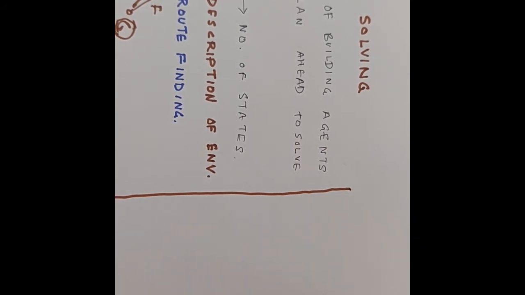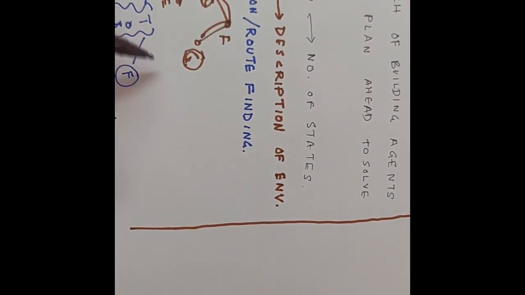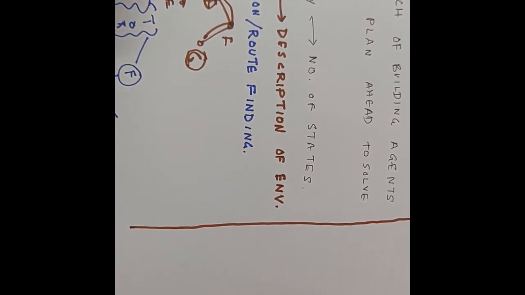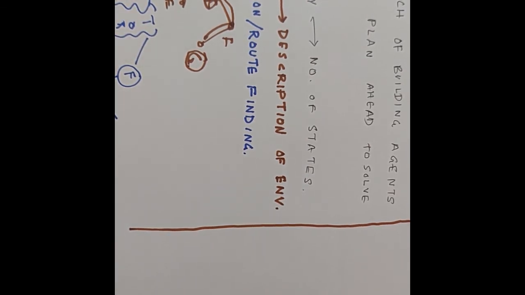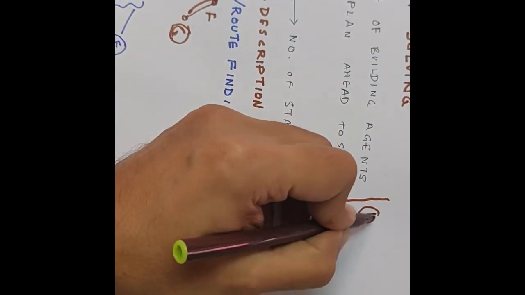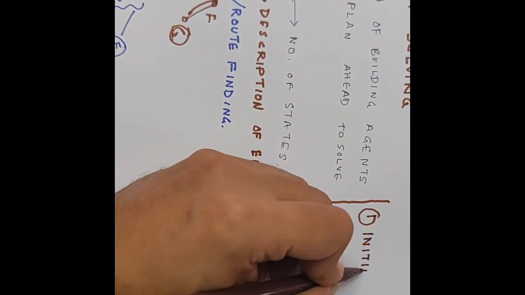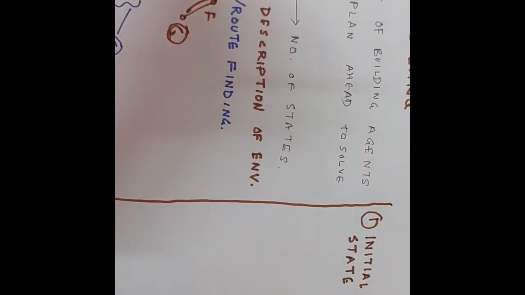We have already seen this map here. So if I want to pose this route finding problem to my intelligent agent, what is the first thing that I should tell my intelligent agent? The first thing is from where to start. That is the initial state. So that is the first component of a problem.